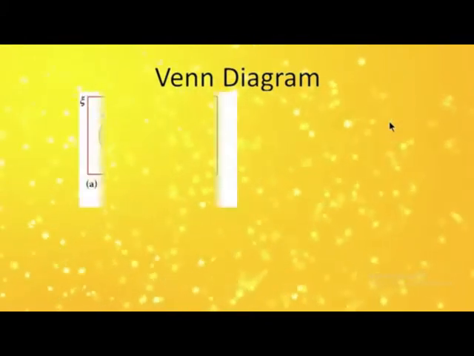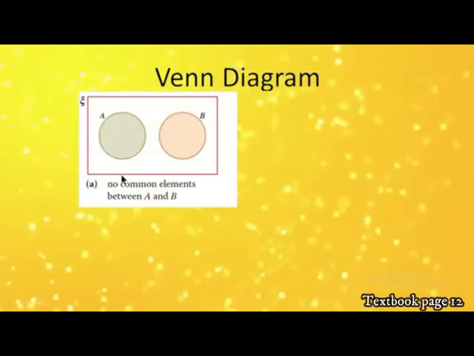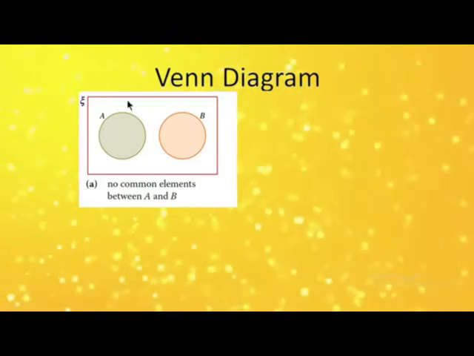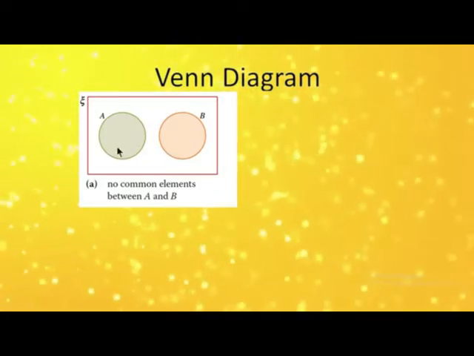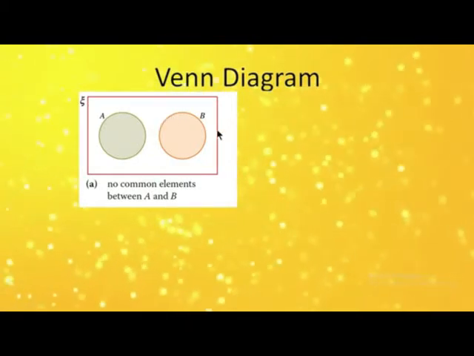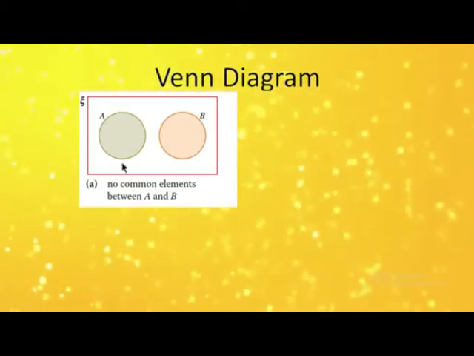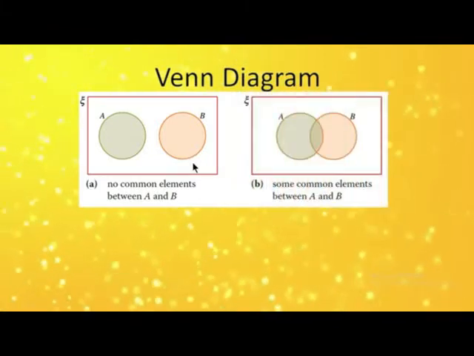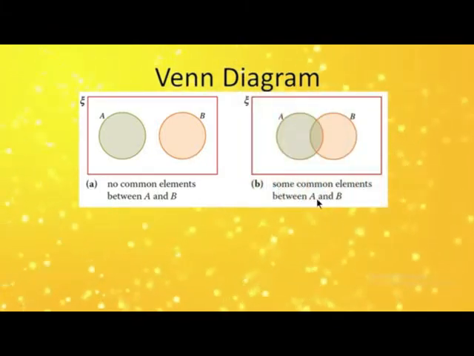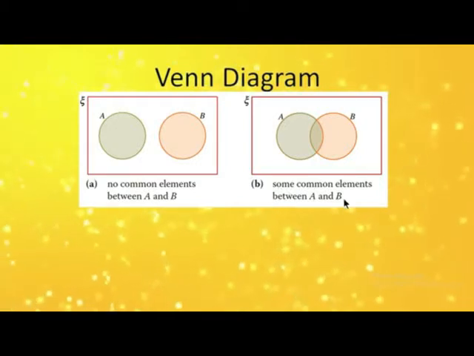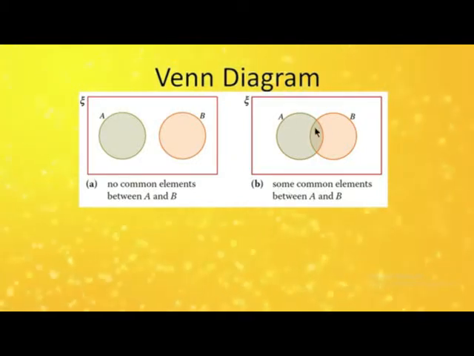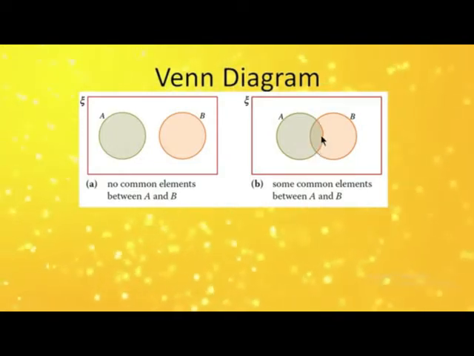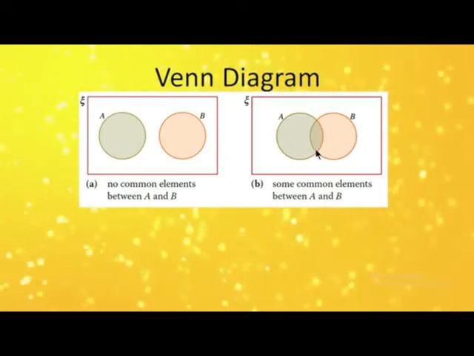The first possibility is no common elements between A and B, between these two sets. As you can see here, this is set A and this is set B. They are separated. There is no common element between them. Another possibility, they have some common elements between A and B. So this is set A, and then this is set B. And this region, this area, is where they have the common elements.